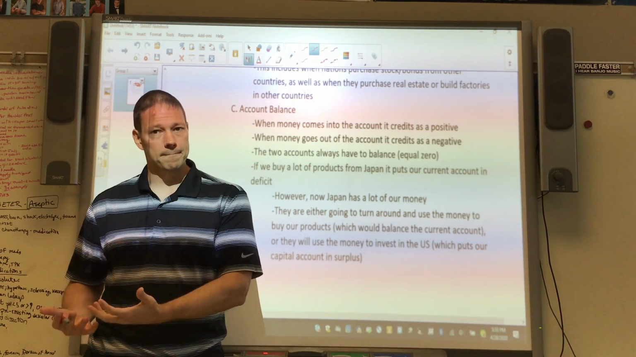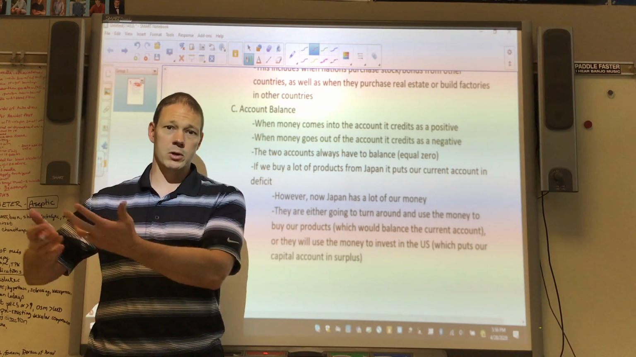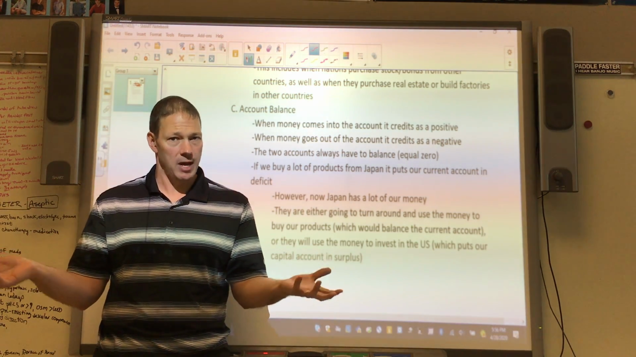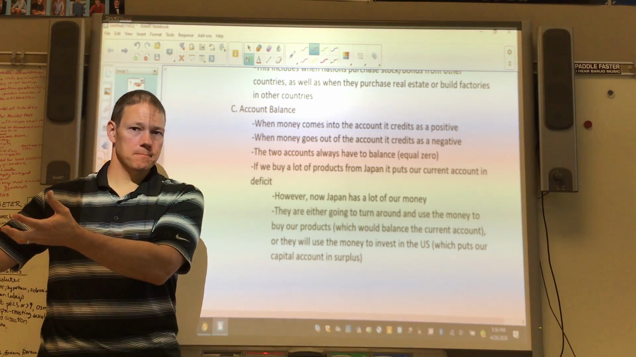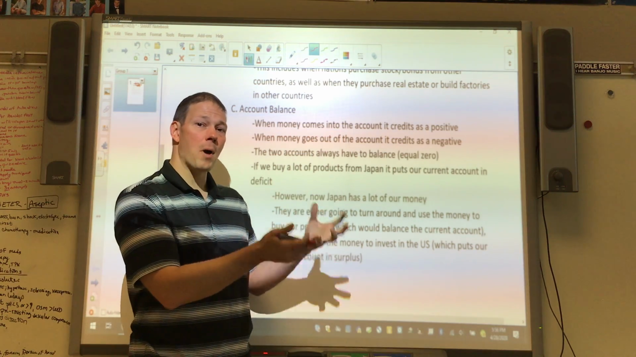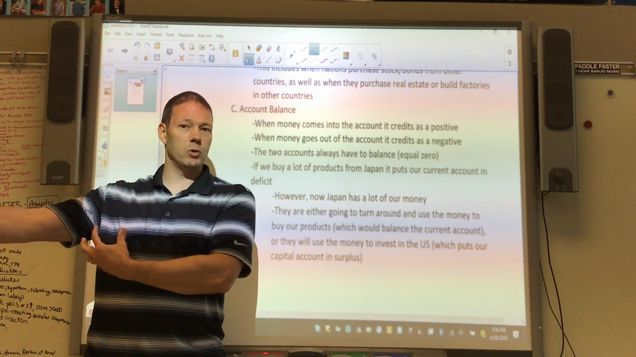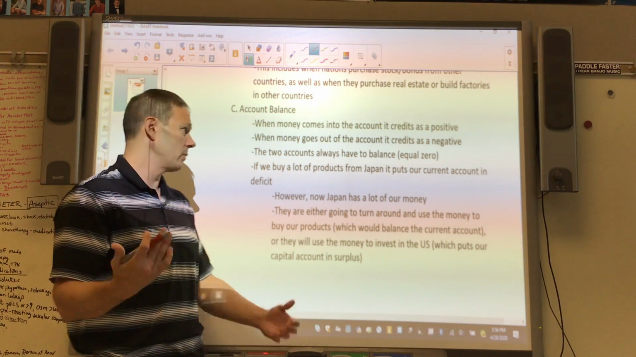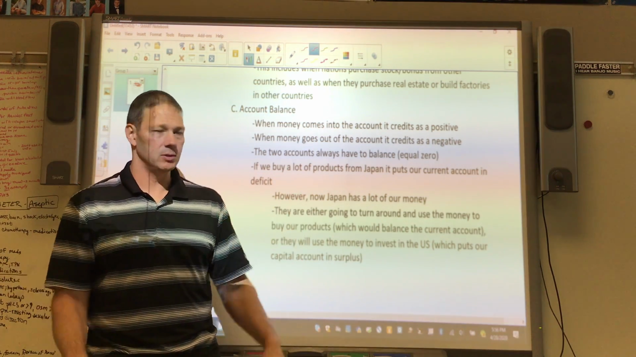Now, Japan has a bunch of our money. What are they going to do with this money? They're going to do one of two things. Because they don't use American currency in Japan, they use yen, all right? So what do they do with currency? They're either going to take our money and turn around and buy our things. So if we buy $10 million worth of stuff from them, and they turn around and buy $10 million worth of stuff from us, well, that puts the current account in balance. It's just zero, right? Because it canceled out.